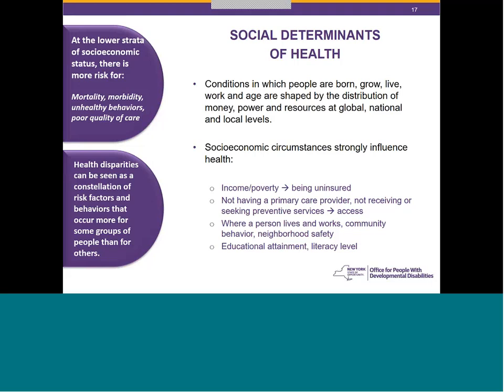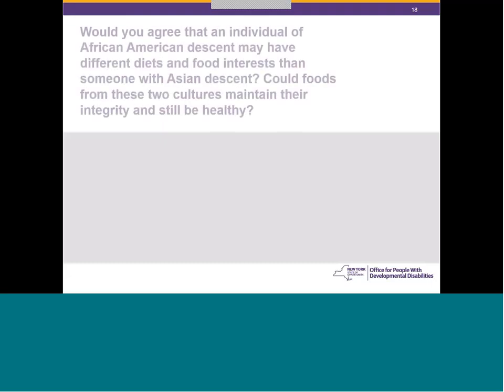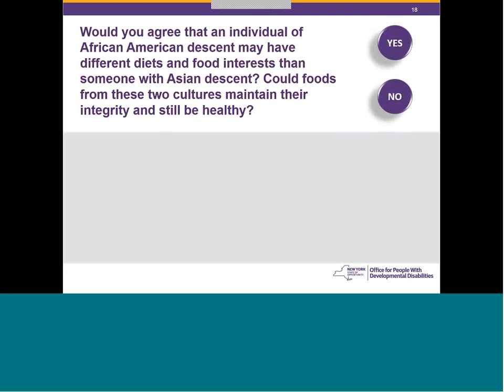Now that we've covered health, cultural, and socioeconomic differences amongst people with IDD, I think you may be able to answer the following question fairly quickly. Would you agree that an individual of African American descent may have different diets and food interests than someone of Asian descent? Could foods from these two cultures maintain their integrity and still be healthy? If you answered yes, you're correct. As we know, individuals from different cultural backgrounds have the fundamental right to eat the foods they culturally identify with while maintaining a healthy diet.